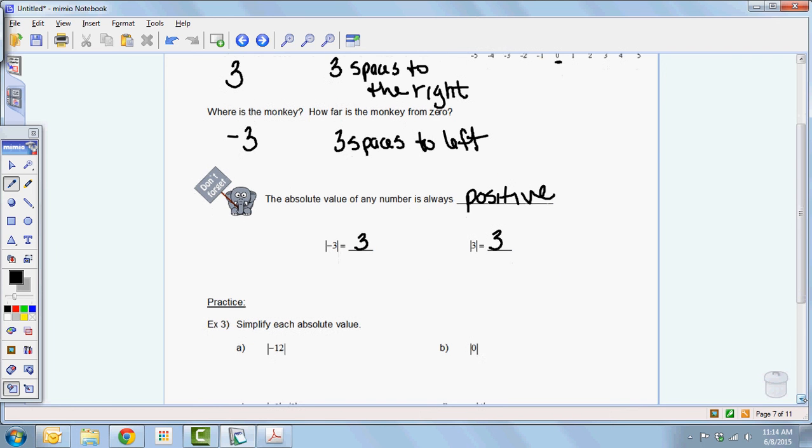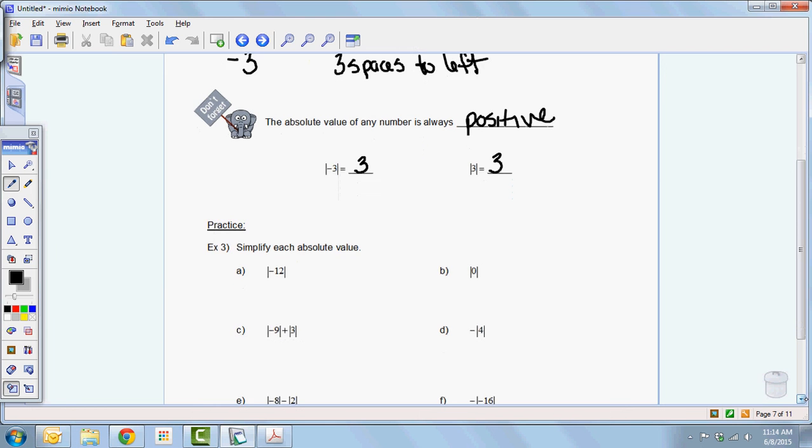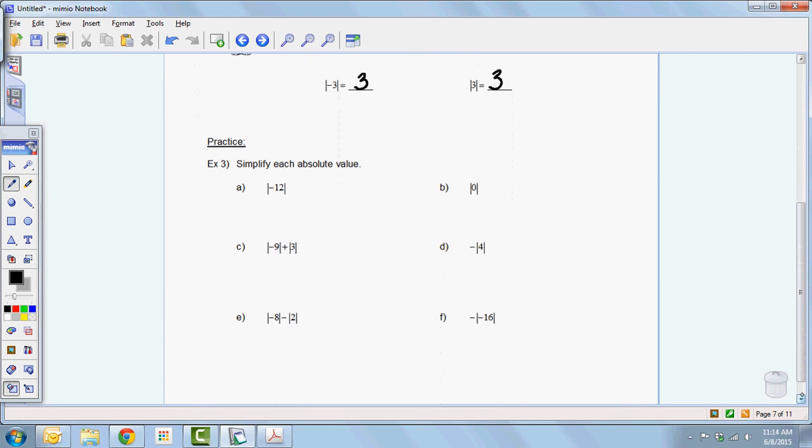So now you're going to practice some of these. What's the absolute value of these numbers? So I'm going to do some of them with you. Go ahead and pause if you feel like you'd like to try it, but you need to try some of these. So what's the absolute value of, let's try C first. Why don't you guys try A and B?